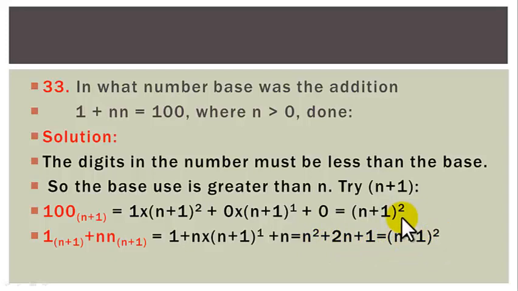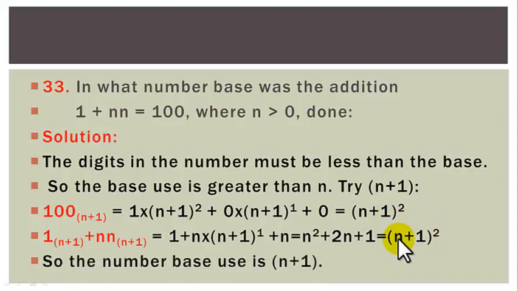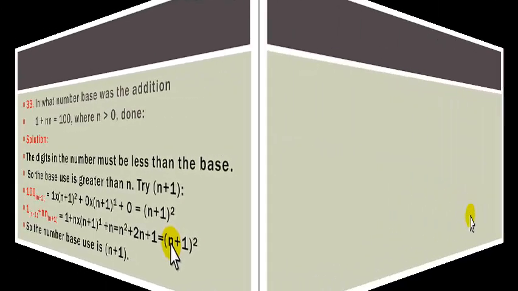As you can see, 100 in base n plus 1 is equal to n plus 1 squared in base 10. And also, 1 in base n plus 1 plus nn in base n plus 1 is also equal to n plus 1 squared in base 10. Since these two are equal, it follows that the base used is n plus 1.